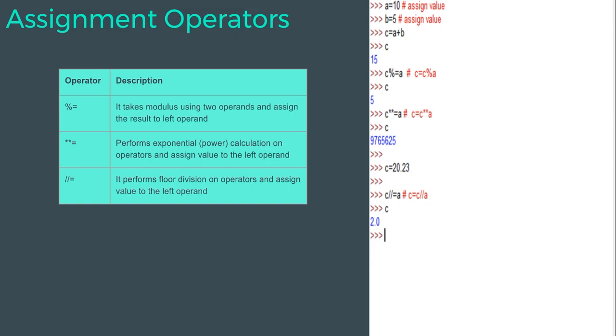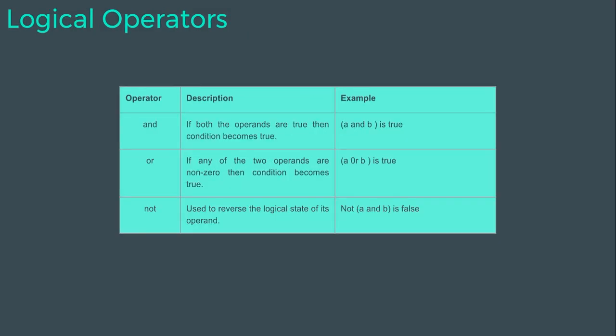Now let's take the logical operators. There are basically three logical operators: AND operator, OR operator, and NOT operator. If both operands are true, then the condition becomes true. If any of the two operands is non-zero, then the condition becomes true in the OR operator. And the NOT operator is used to reverse the logical state of its operand.